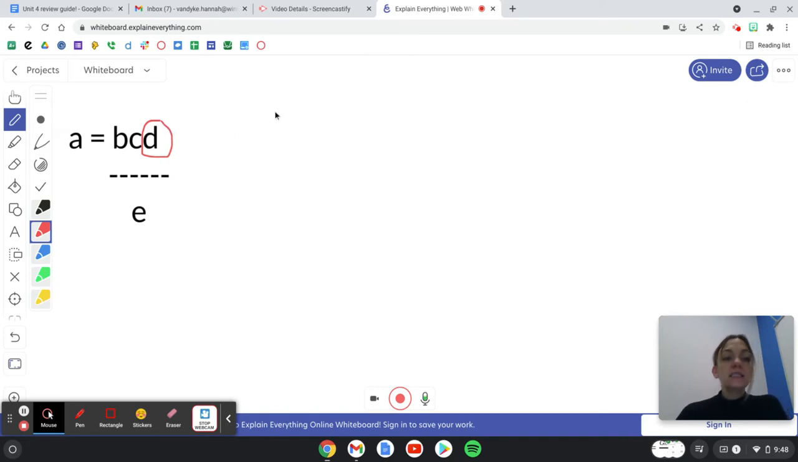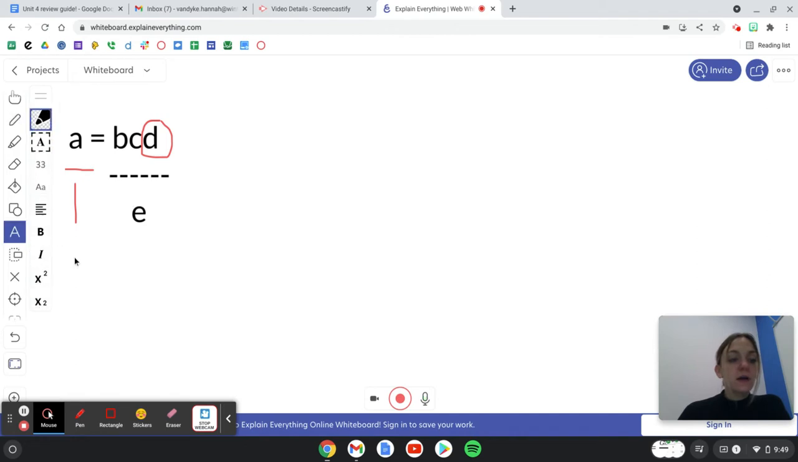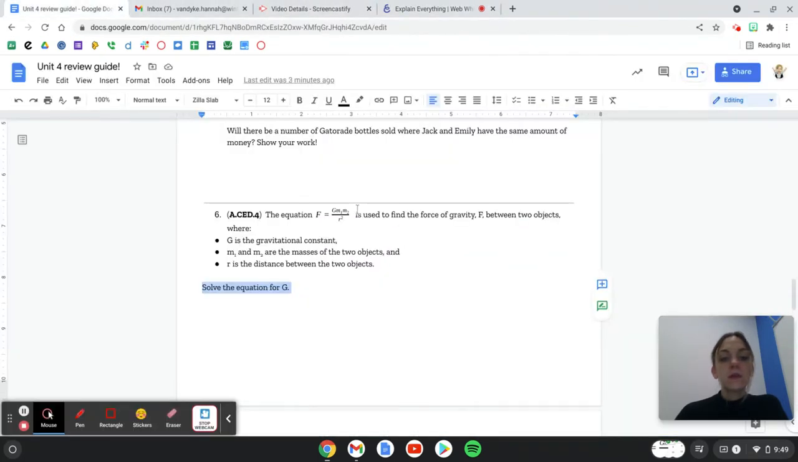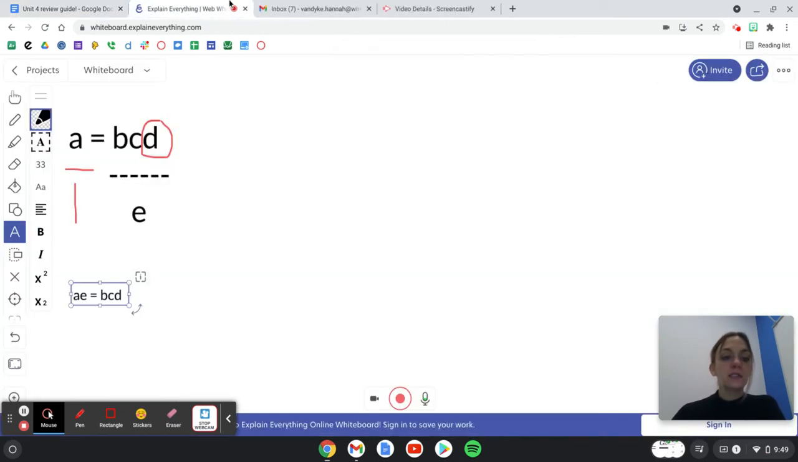So if I'm trying to get D by itself, I know the very first thing that I need to do is get rid of this denominator E. So once I do that, I'm going to have A times E equals BCD. So it's going to be helpful if you think of these things here as variables, which is what we're doing in this video.